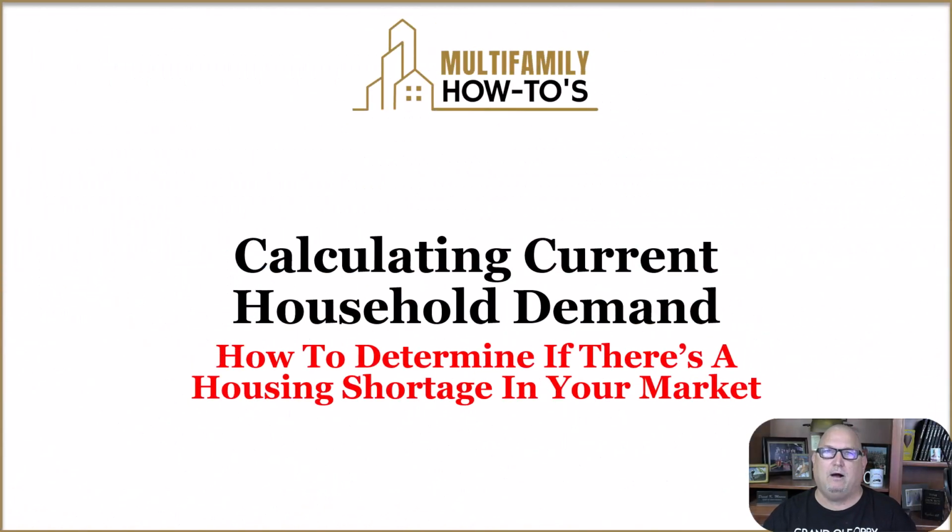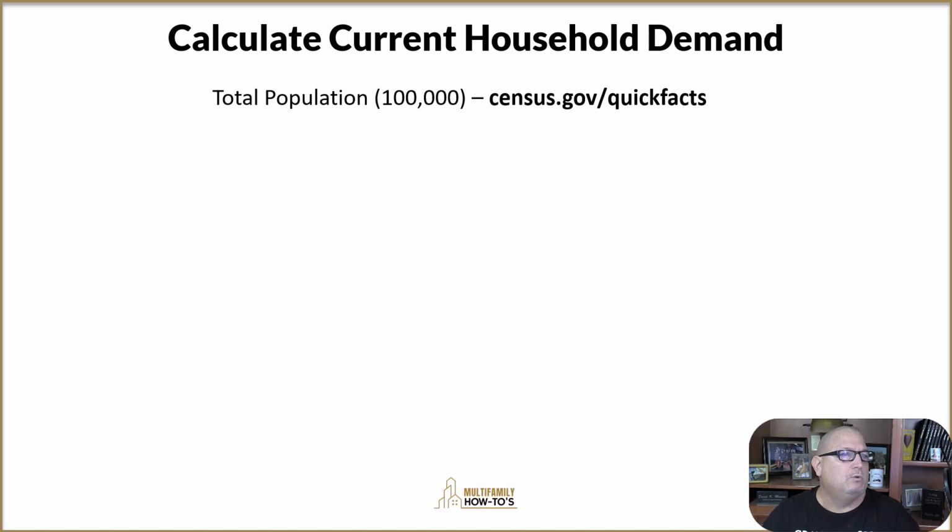Calculating current household demand: how to determine if there is a housing shortage in your market. So let's start with total population. And where do we find this information? If you go to census.gov/quickfacts, you can get this information for free. So the first thing we need to know for your market is, what is the total population? In our example here, we are going to use 100,000.